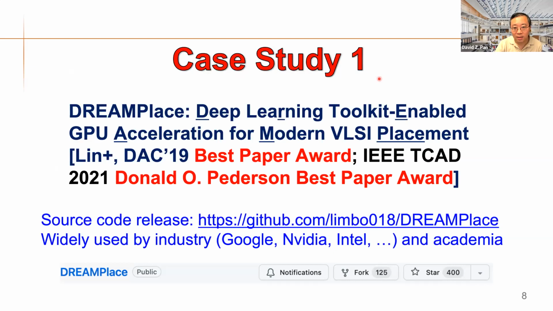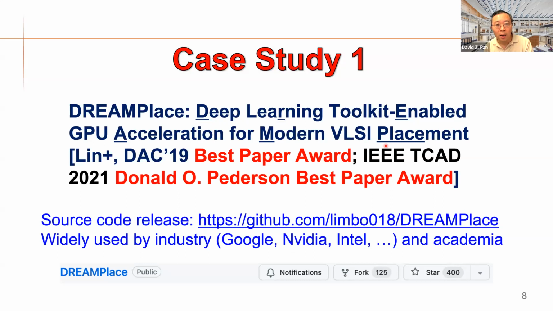The first case study that I would like to show is for placement. This is a paper that we published three years ago at DAC, which is a flagship conference in EDA, design automation. And we also got the best paper award from IEEE Transactions on CAD last year. DREAMPlace stands for Deep Learning Toolkit-enabled GPU acceleration for modern VLSI placement. We have also made the source code available, and you can download it. It's already been widely used by industry, including Google, NVIDIA, Intel, etc., and also academia. It has hundreds of downloads. I took this snapshot a couple of weeks ago, so probably there are more folks downloading or trying it now.